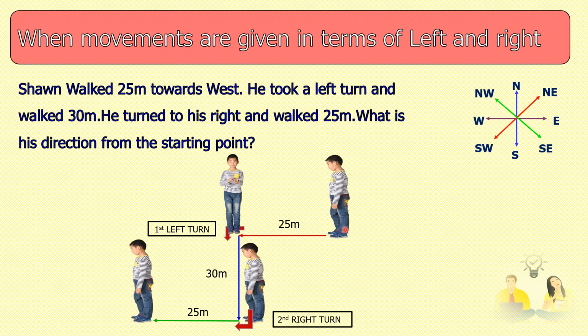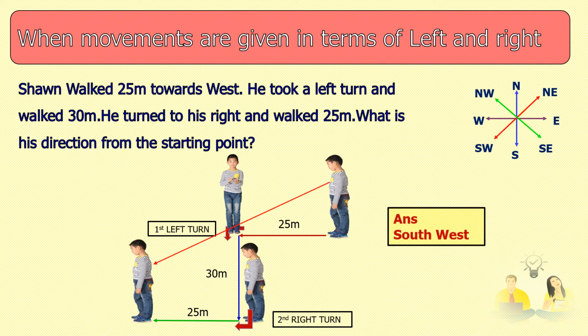So his starting point is here. We'll take this as a reference point. This will be your reference point in a direction map. So compared to his reference point, he went like this. That means he's standing in southwest. Your answer? Southwest.